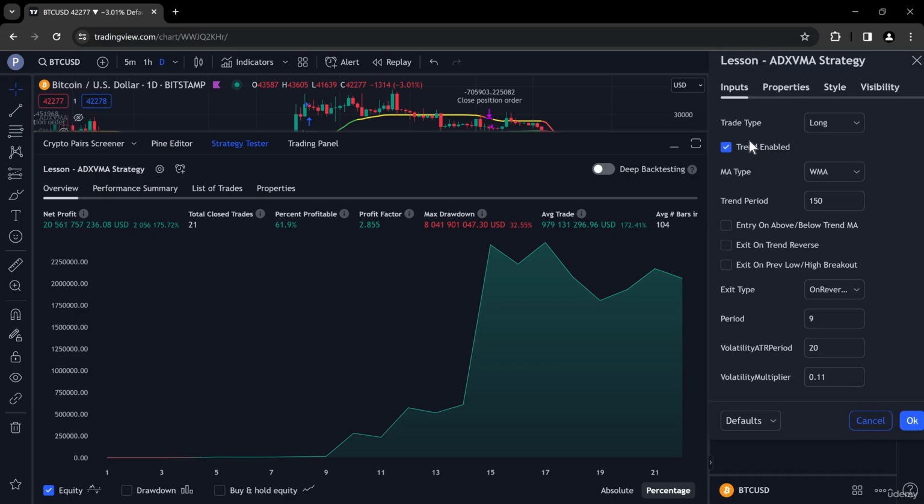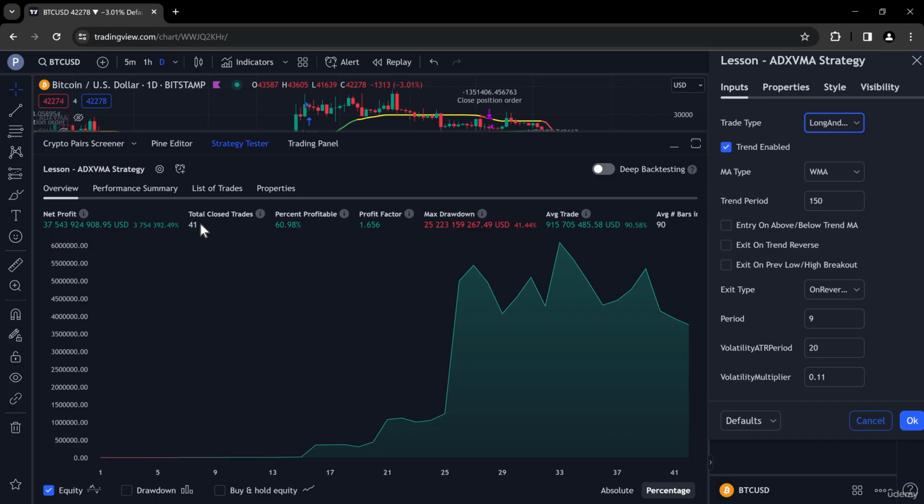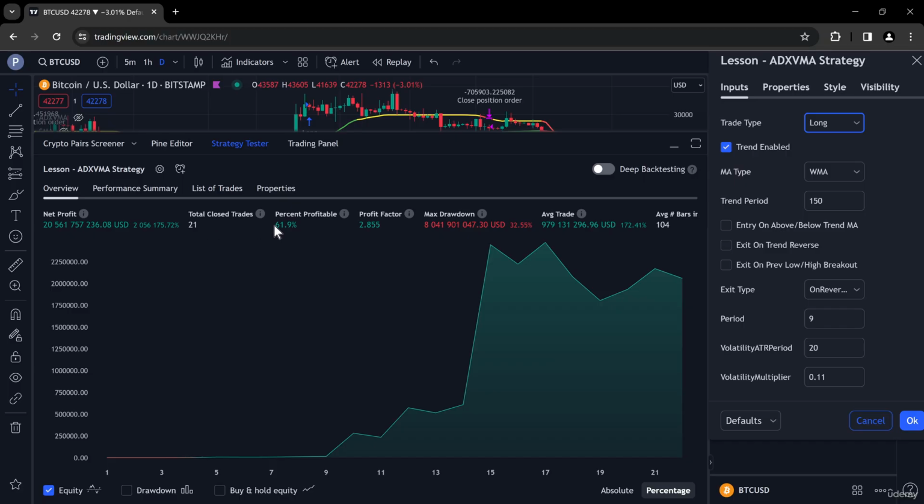The first parameter that the strategy is using is trade type. We can select if we want to trade only long positions, long and short, or only short positions. Certainly, when we change the trade type, the number of trades is going to change. For example, when we select long and short, we can see that we have 41 trades right now, but let's keep it long. We have 21 trades only for long, and for markets that are mostly trending up, like Bitcoin, it's usually better performance when you select only long trades.